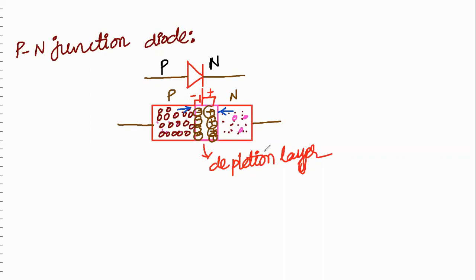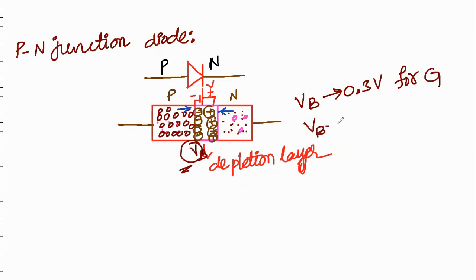The depletion layer differs for different semiconductor materials. The potential difference across this p-n junction is called the barrier potential, VB. This barrier potential is 0.3 volts for germanium, and this barrier potential is 0.7 volts for silicon.